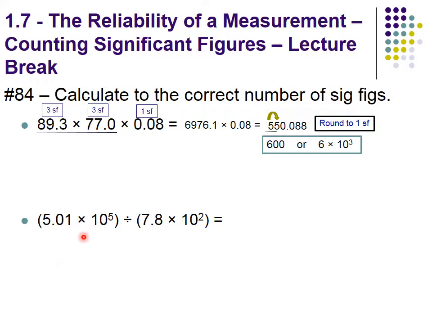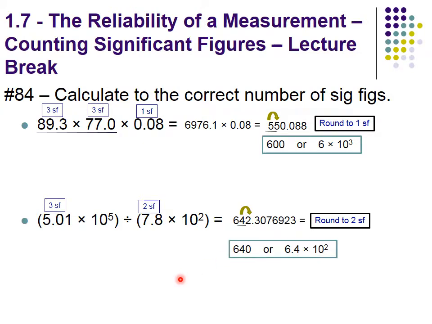Down here we have 5.01 times 10 to the 5th divided by 7.8 times 10 to the 2nd. When we divide those, we get 642.307. We look at sig figs, 3 versus 2. 2 is the smaller number, so we're going to 2. We underline our second significant figure. We look behind it, and this rounds to 640. Or again, we can put that in scientific notation to get rid of that 0.